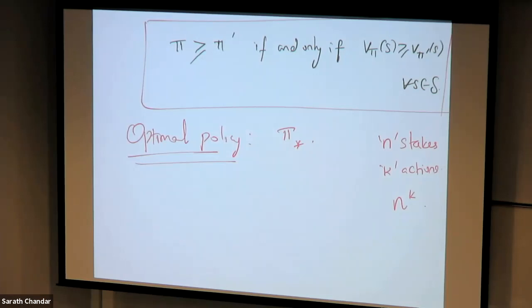Does this definition only hold for deterministic policies? No, it also holds for stochastic policies, but the convincing argument is a bit more complicated, so I'm not going to do that. Sometimes some policies are not even comparable. This policy is better than the other on some states, but not on other states. It's not a complete ordering, it's a partial ordering. Yes, that's a good point.